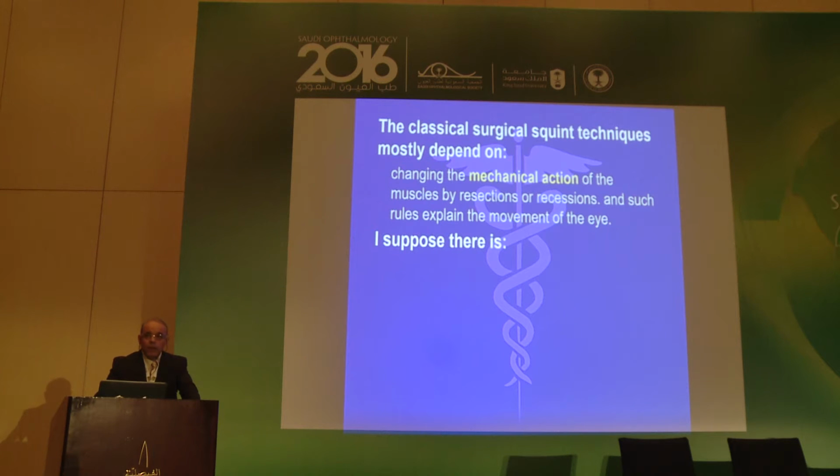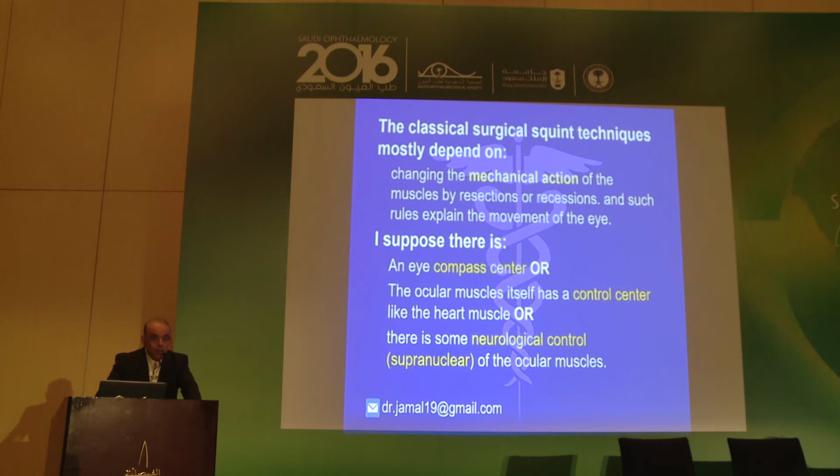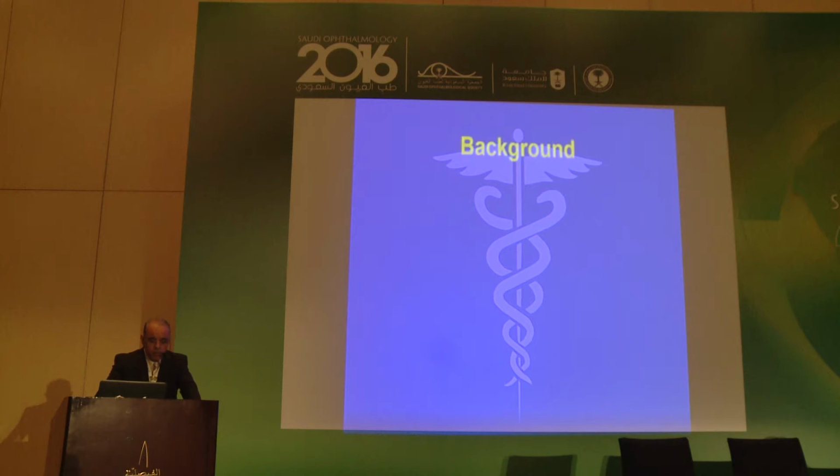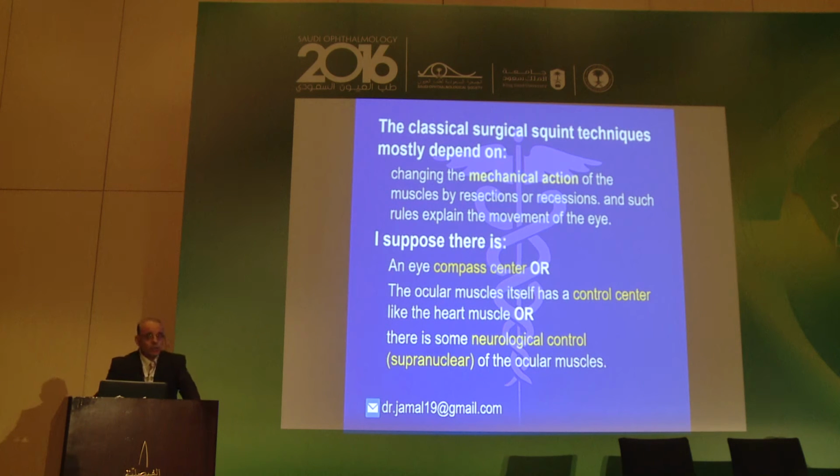I think the eye is not a machine, it's not a car. You have to think in another way. I suppose there's a compass-like center at the eye that controls the eye movement. Or there is a neurological control, a supranuclear control. And most likely, we find it's a neurologic supranuclear control.